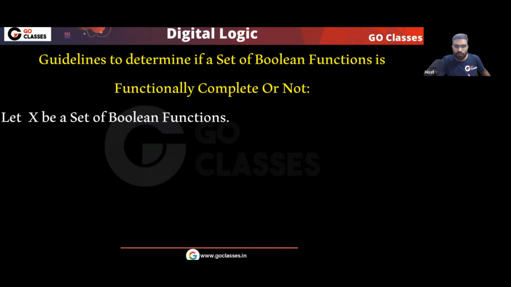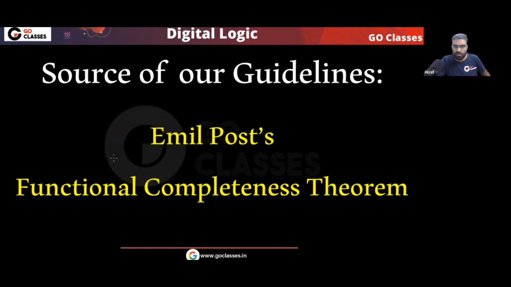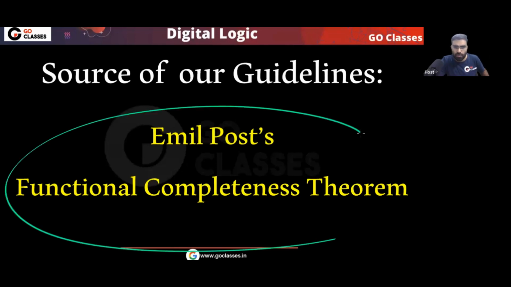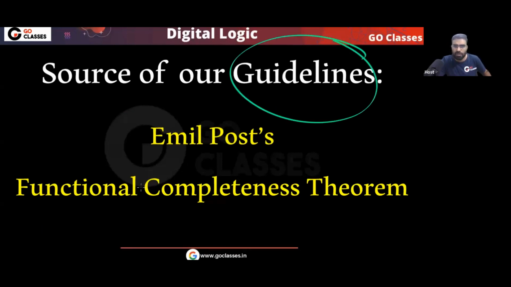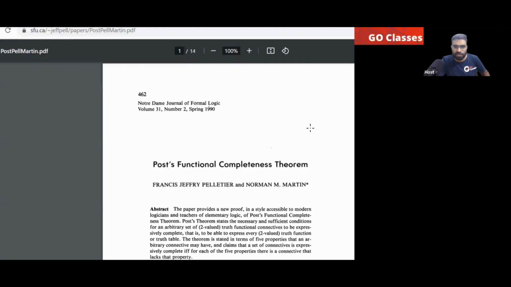Now, you might be thinking, what is the source of these guidelines? From where are these guidelines coming? So let me tell you the source: Emil Post's functional completeness theorem. These guidelines are actually given by Emil Post. From that theorem we have created these guidelines. We will see this theorem in detail, but this is the source of these guidelines. Is this clear?